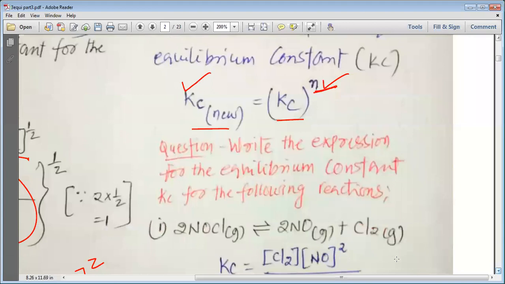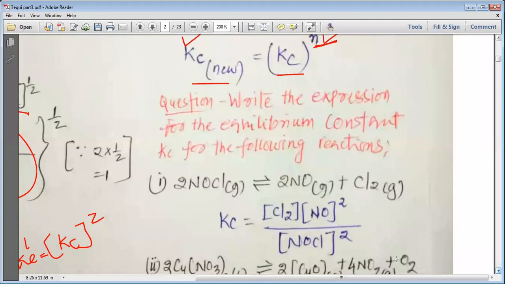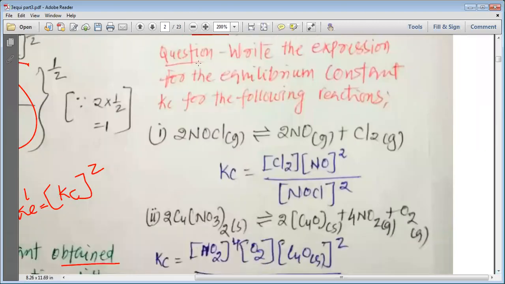Bachcho, agar ye discussion mein aapko kuch samajh mein nahi aaya hai, to aap log mujhse pooch sakte hain. Bachcho, please bata dijiye. Kya aap mujhe sun pa rahe hain? Hello.